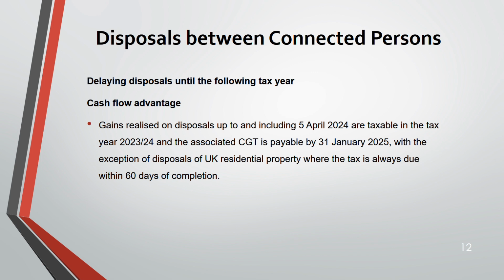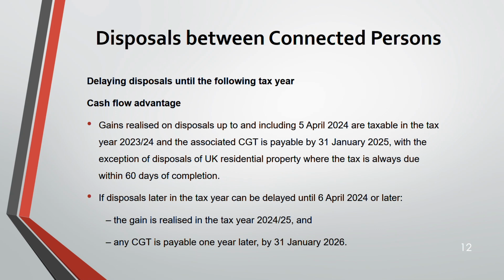That means gains realized on disposal up to and including 5th April 2024 are taxable in this year, 23-24. And your capital gains tax has to be payable by 31st Jan 25, isn't it? But for disposal of UK residential property, you don't have to wait until 31st Jan 25. The tax is always due within 60 days of completion. 60 days means 2 months, if it's UK residential property. So if you're disposing of it even one day later, let's say on 6th April, not on 5th but on 6th April 24 or even later, it's good for you, because then that gain would be taxed in the next tax year. And even your capital gains tax gets another 1 year delay. Now it will be payable by 31st Jan 26.